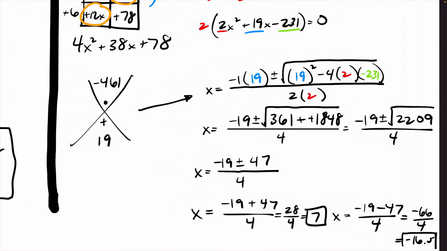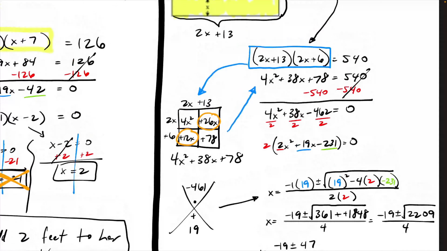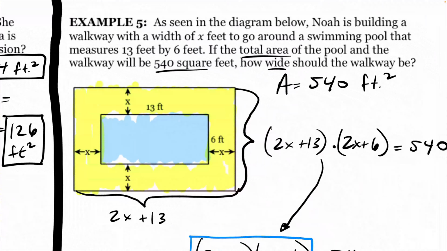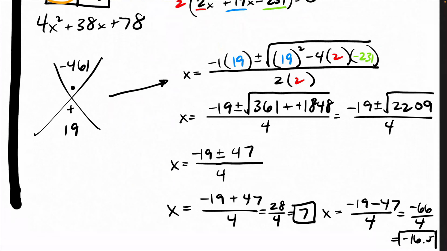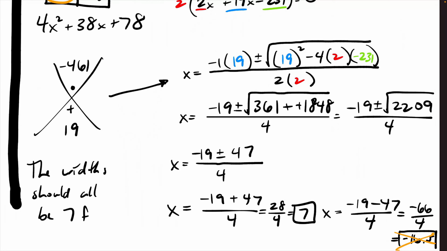Have we answered the question? Nope. What's the question? How wide should the walkway be? What should those x's be? What is the width of all of those x's? It's going to be 7. Not negative 16.5 because I can't measure negative 16.5. So we're going to put over here the widths should all be 7 feet wide.